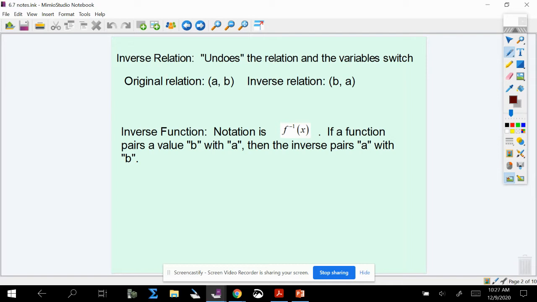We're going to really focus today on how do we write inverses? How do we find them graphically? How do we know if inverses are functions? So we're going to dig a little deeper into inverses today.